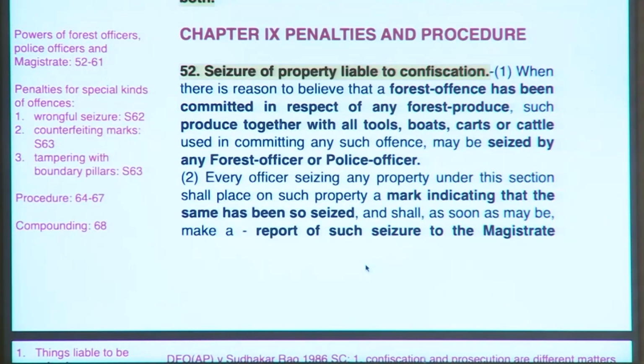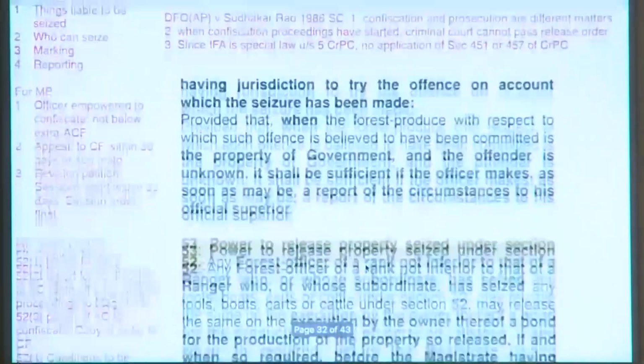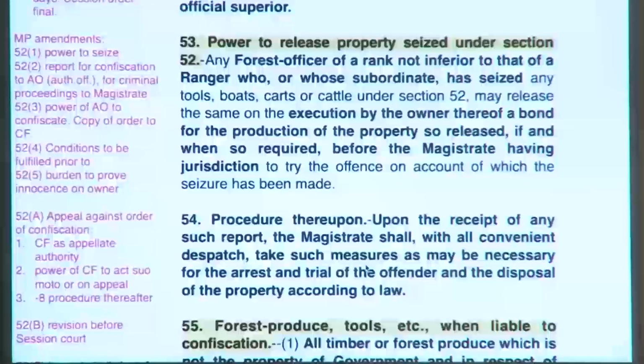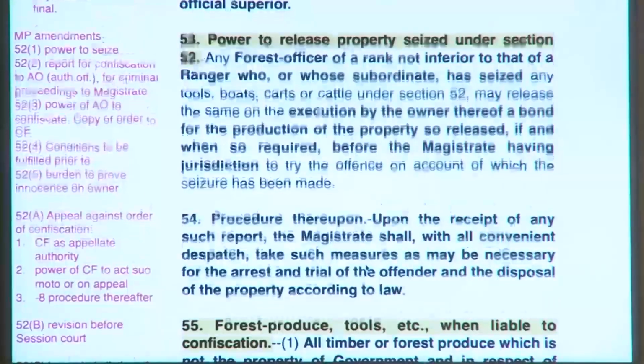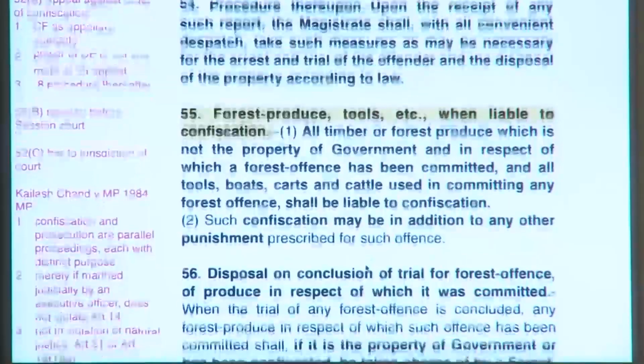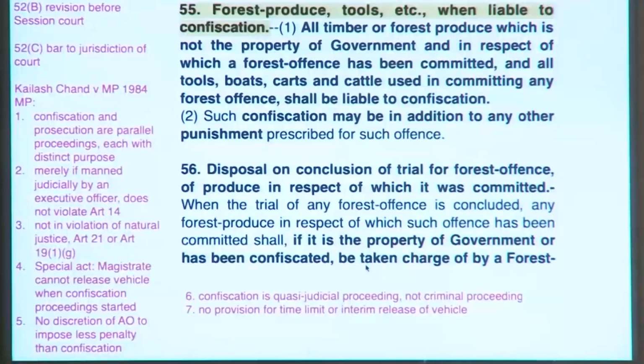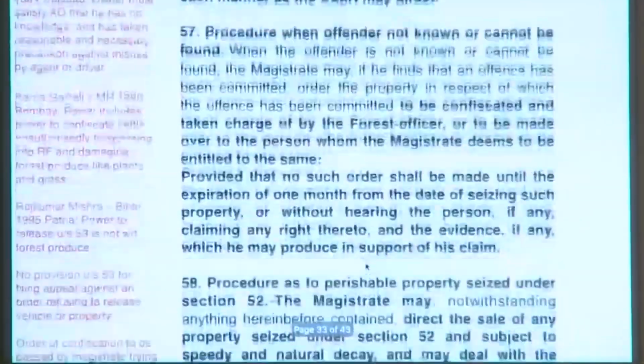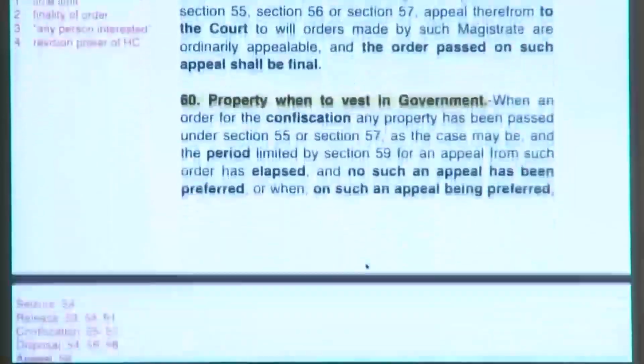So, this act provides for seizure of property. Then if the property has been seized, it may be released or it may be confiscated. When you confiscate something, it means that this property has now become government property. So, the government may confiscate such property if they find that a forest offence has been committed.